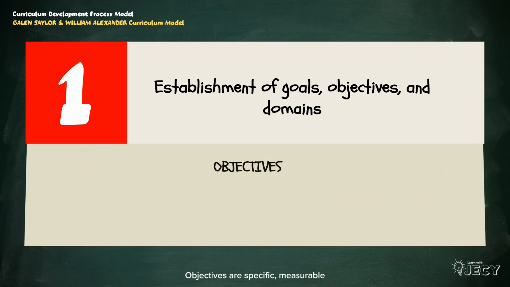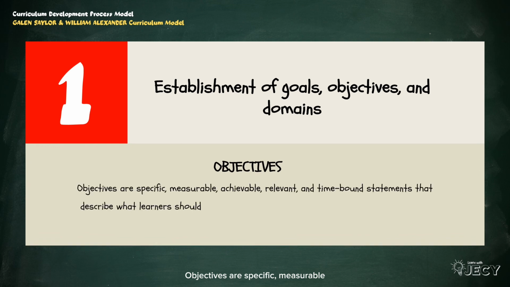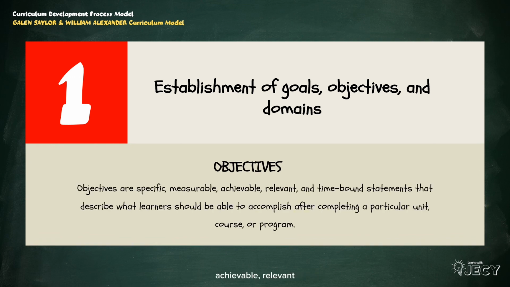Objectives. Objectives are specific, measurable, achievable, relevant, and time-bound statements that describe what learners should be able to accomplish after completing a particular unit, course, or program. Objectives are derived from goals and provide clear, tangible targets for instruction and assessment. They specify the knowledge, skills, and attitudes that learners are expected to acquire. Objectives are usually more focused and concrete than goals.